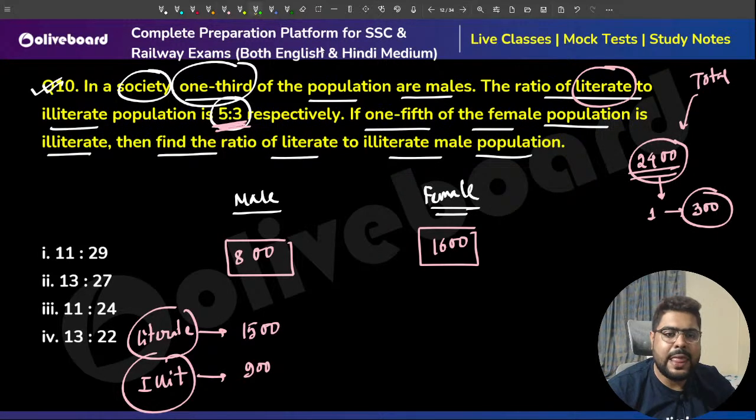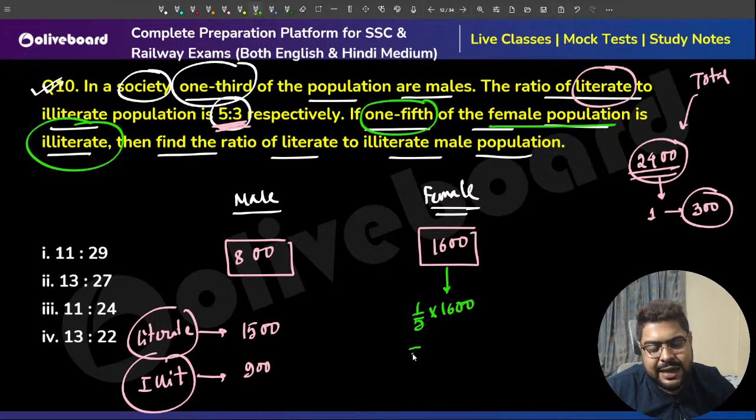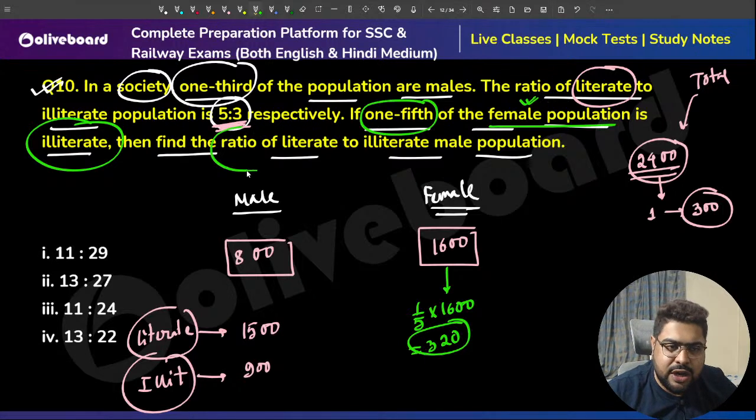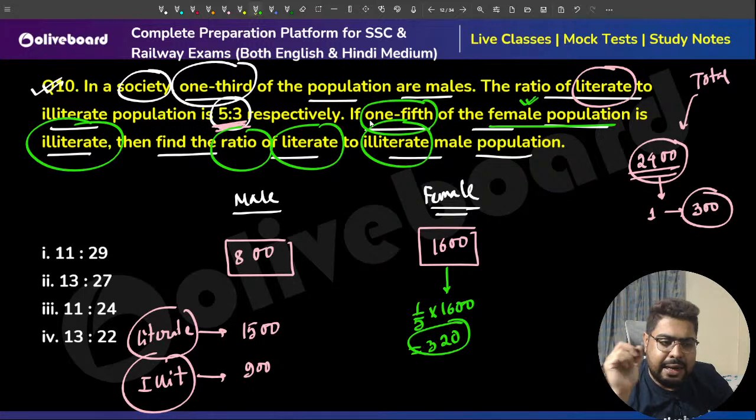Now they are saying 1/5 of the female population is literate. Female population, 1/5 of them. So 1/5 of 1600 is 320. Again, the trick I used in the last line, multiplication or division by 5. So 320 females are literate. So the ratio of literate to illiterate male population.